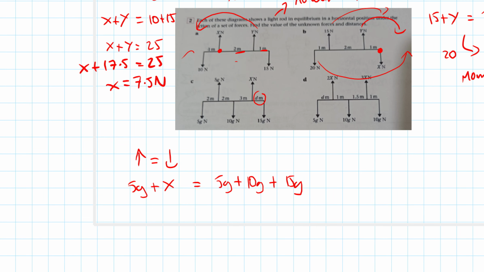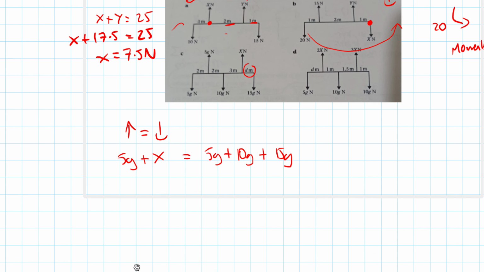So from here, we are going to take moments. We take moments from the unknown force, which is x. So we do anti-clockwise equals clockwise. The reason why we take it from x is we don't know what's happening at that point. So again, we go through.